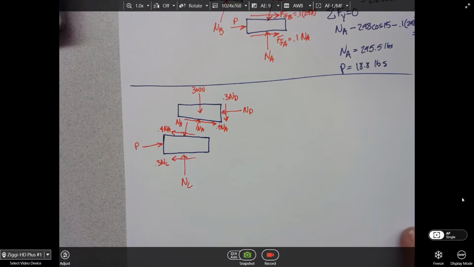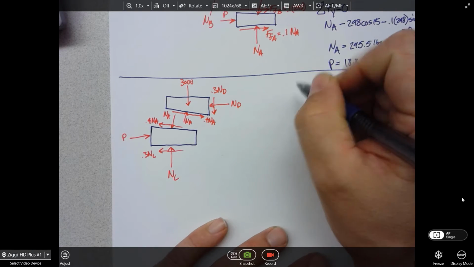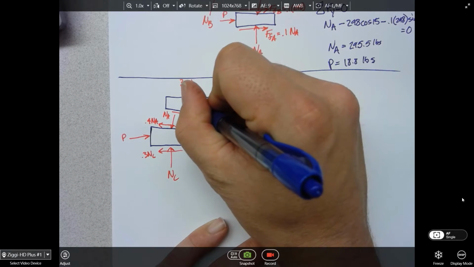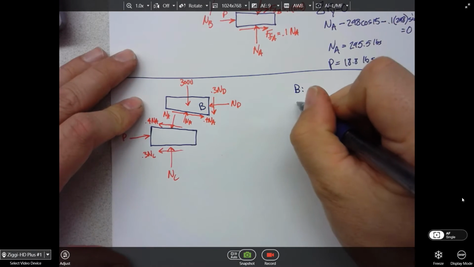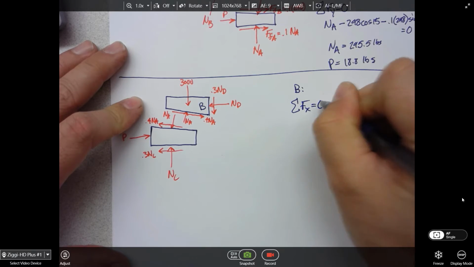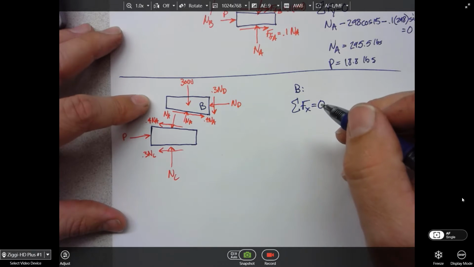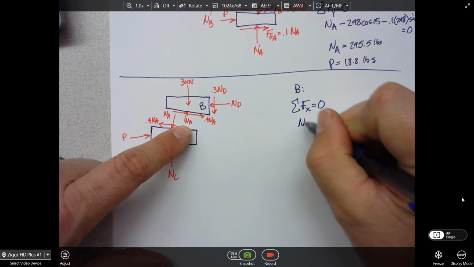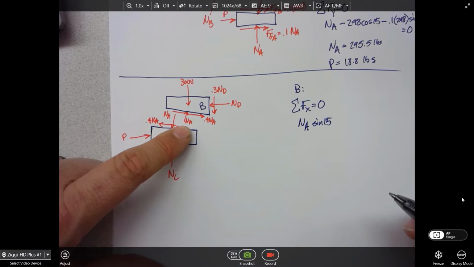Did you all get a free body diagram that maybe looks something like this, or two free body diagrams? Right, so for the top block, and I think we called it B, some of the forces in the X, what'd you get? Normal B sine 15. That's how I started. In mine I call that normal A sine 15. Yeah, okay, that's fine.